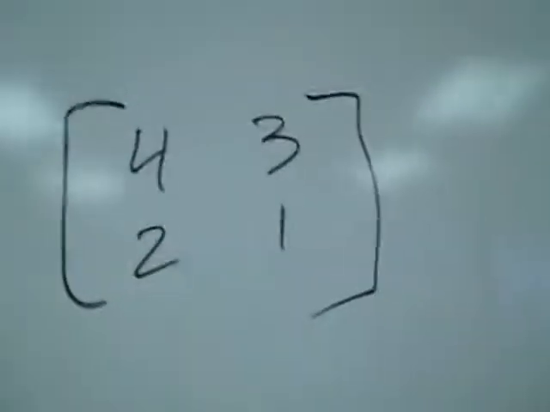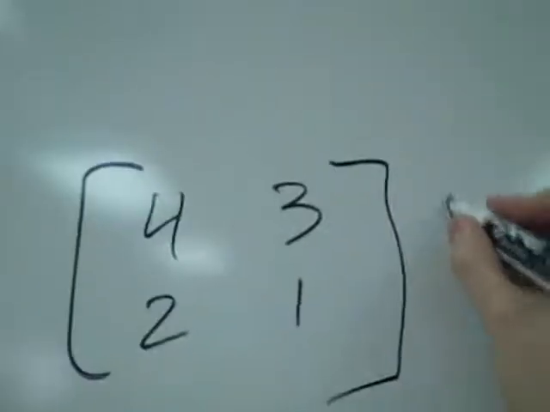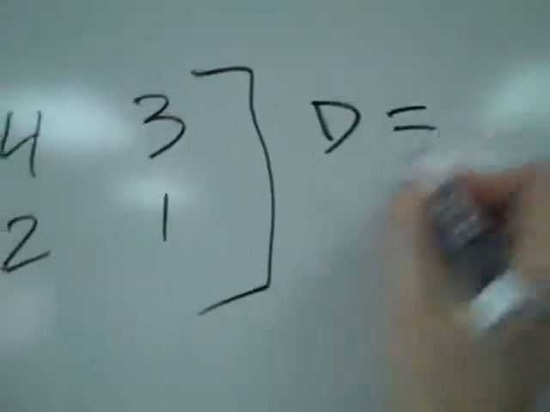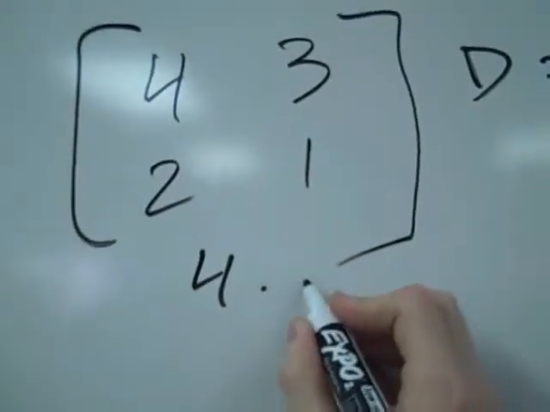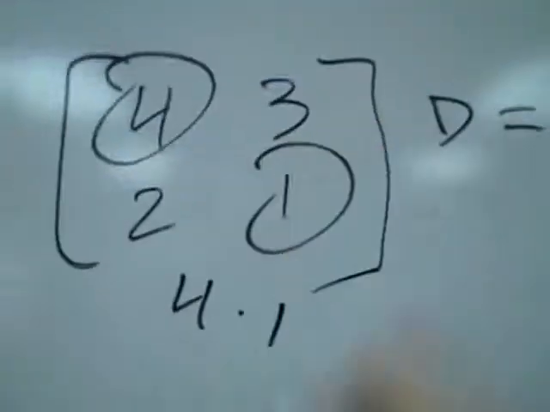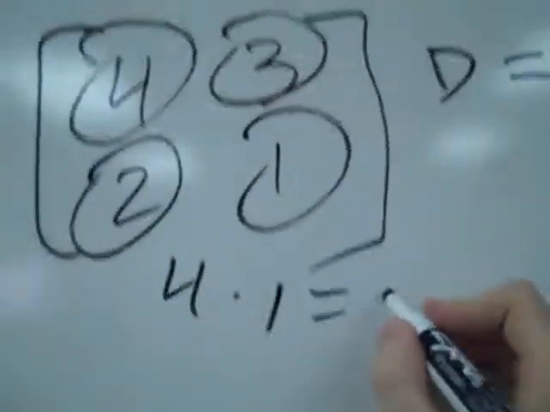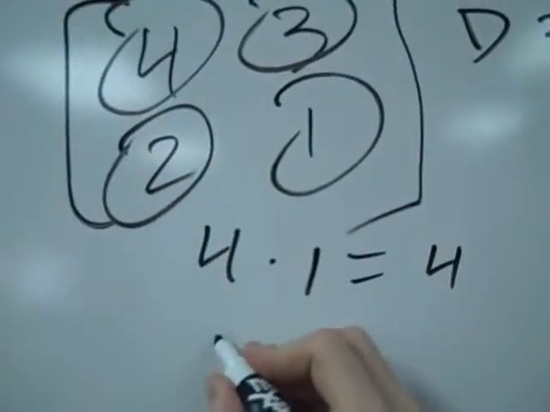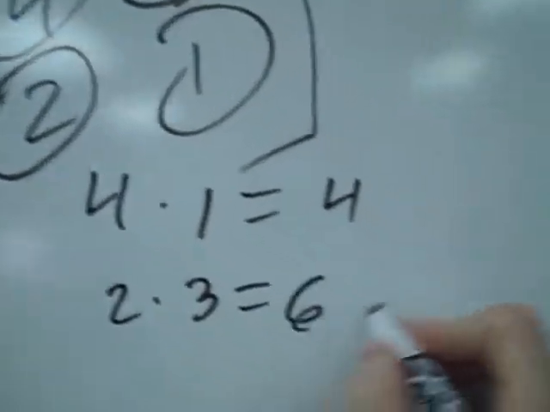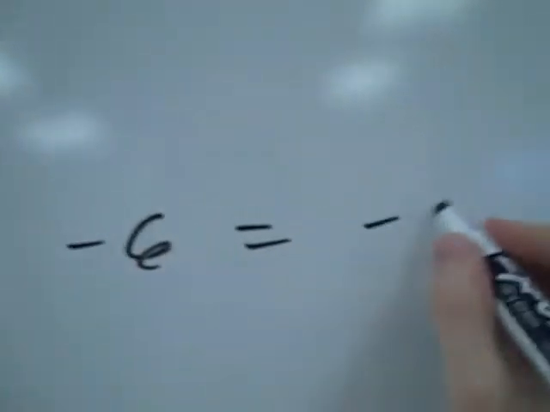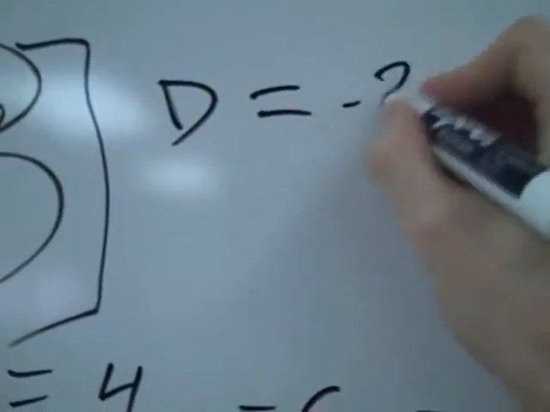Nothing complicated about that. The determinant of a matrix is found by multiplying the first and last numbers of a matrix and subtracting the middle two. So 4 times 1 is 4, 2 times 3 is 6. 4 minus 6 is negative 2. So the determinant is negative 2.